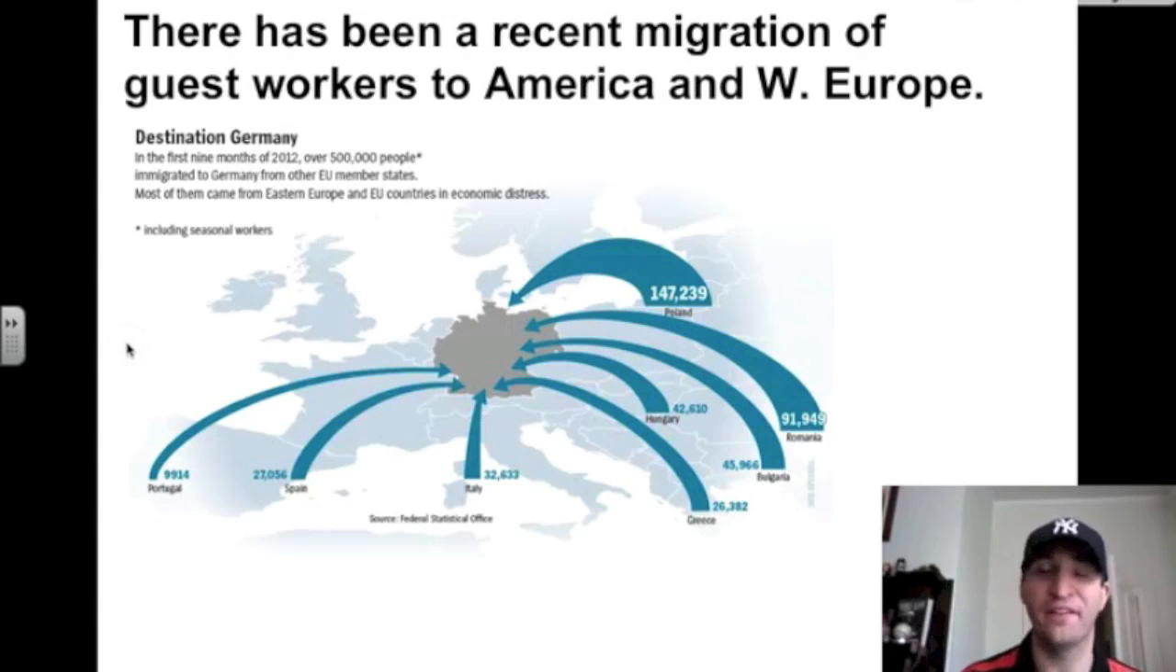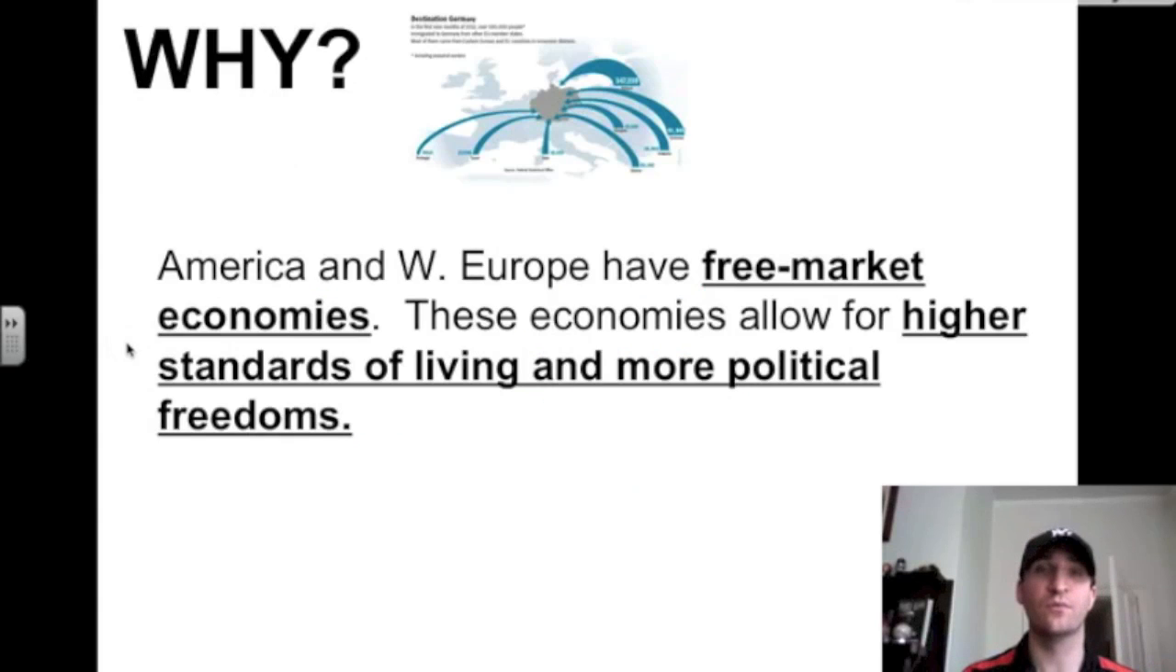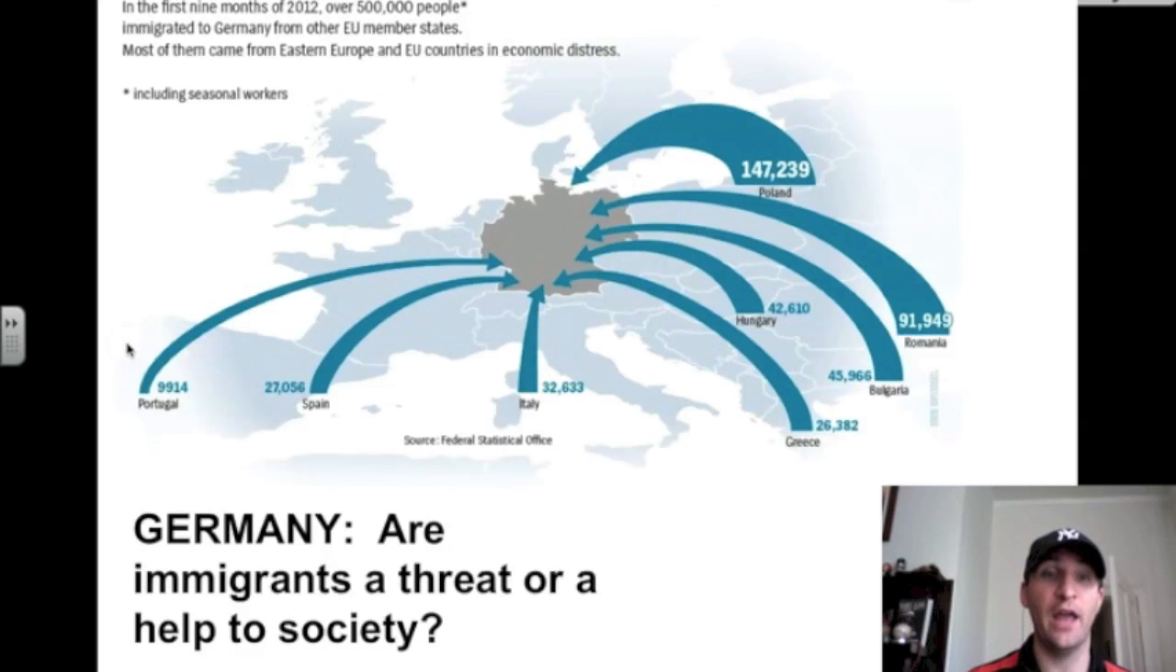What did Germany think about that? Why Germany? Well, America and Western Europe, and Germany is included in Western Europe, have free market economies. These economies allow for higher standards of living and more political freedoms, desirable for people. And what Germany asked itself, are these immigrants a threat or a help to society?